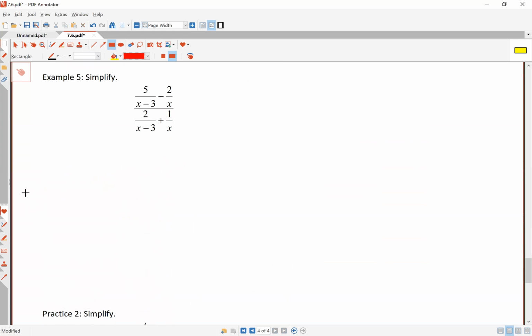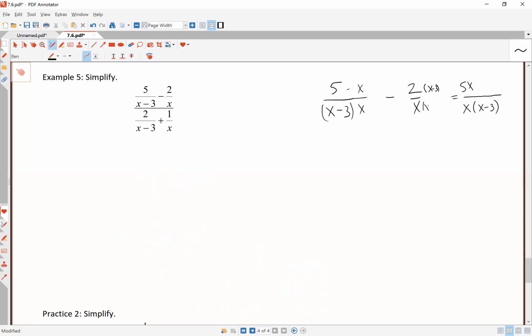Example 5. We take the numerator of our complex fraction, which is 5 over x minus 3, minus 2 over x. Their common denominator is x times x minus 3. So the 5 over x minus 3 needs an x top and bottom, and that leaves us with 5x. 2 over x has an x down there and needs an x minus 3 top and bottom. So we have 5x minus 2 times x minus 3.